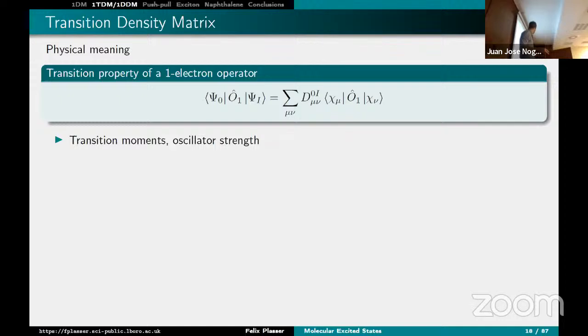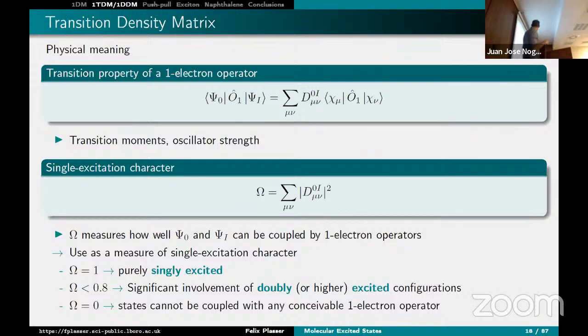And while I'm here, I just want to cover one aspect that I think is important in this context: we can actually define a single excitation character, usually called omega, as the Frobenius norm of this. So we square all the elements and sum over all these squared elements. And now it turns out that these elements are the same elements as here.